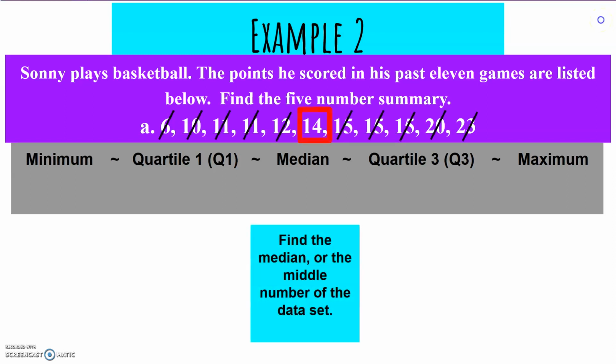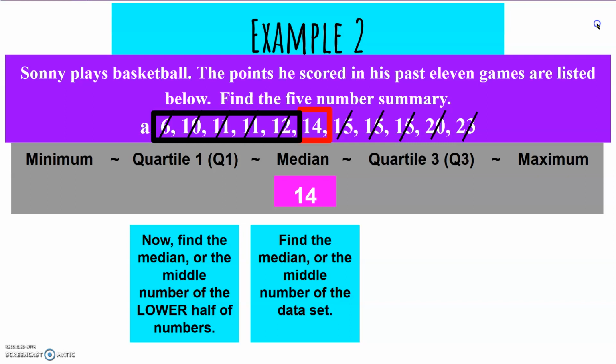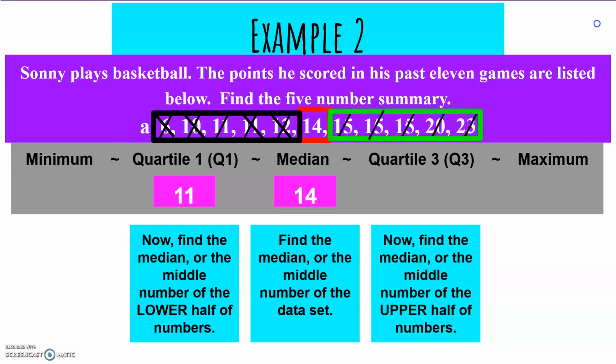In this case, we have an odd number of numbers, which means the median is easy to find, and it's 14. Our quartile 1 is the median of the lower half. Oh, how convenient. We have 5 numbers, which means we don't need to find a mean. We can just cross out until we get our quartile 1 median, which is 11. Same thing up on top.